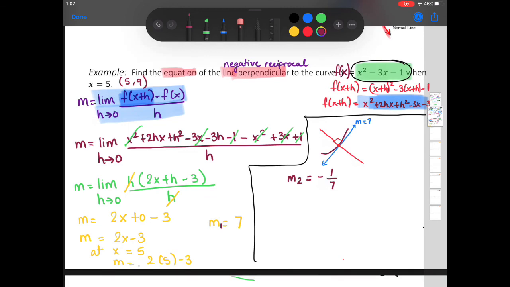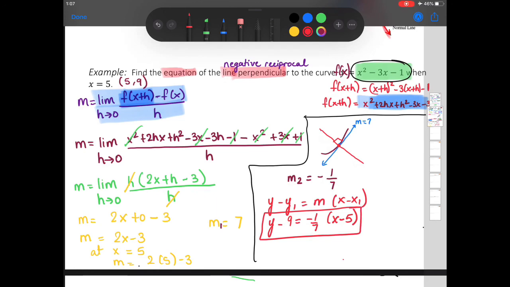I need the equation of this line, right? I need the equation of this red line. So the point slope form is y minus y1 equals m times x minus x1. I already know my y1 and x1. So it's going to be y minus 9 equals negative 1/7 times x minus 5. And that could be left in this form. If you want to solve for y, please go ahead. But I think I'm just going to leave it in this form. Point slope.